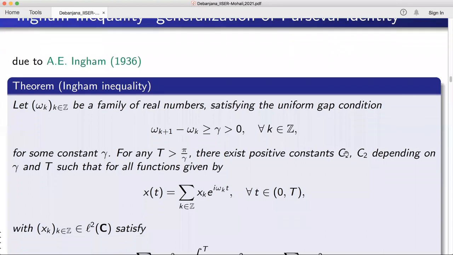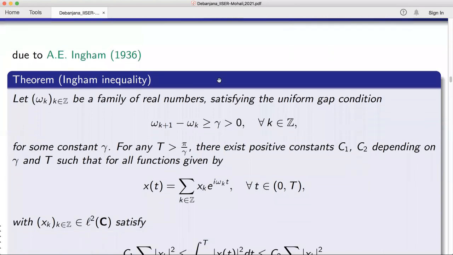Okay, so now we go to the Ingham inequality. The name of the mathematician is Ingham, and he obtained that result in 1936. The proof is also very simple, so you will see how it goes. But first, what is the statement of that theorem? So let us see that first.